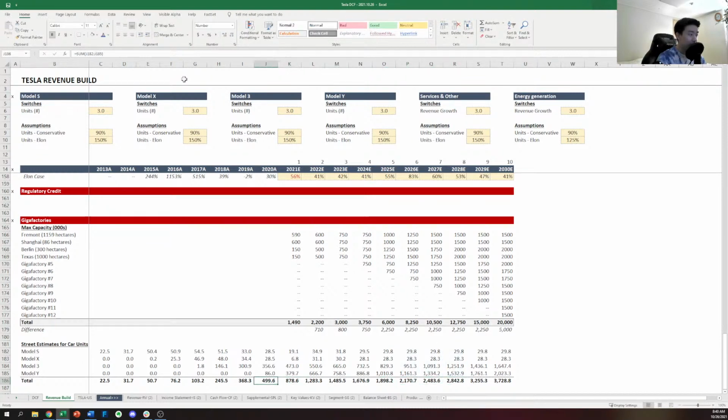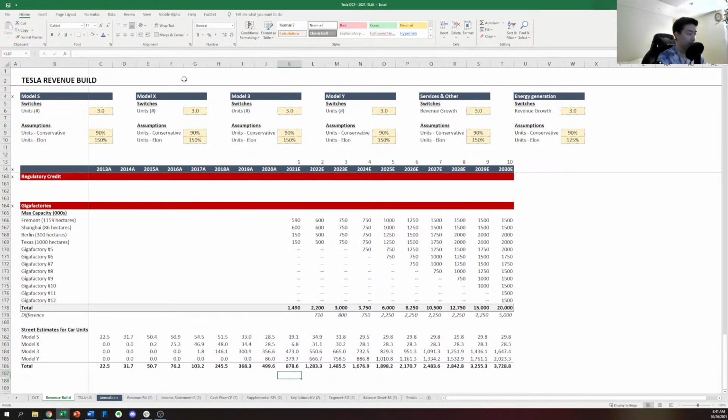All right, so let's take a look at percent of total capacity.